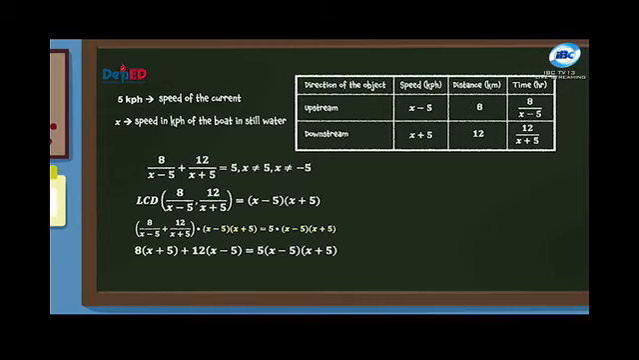The resulting equation is 8 times the binomial x plus 5 plus 12 times the binomial x minus 5 equals 5 multiplied by x minus 5 and x plus 5. This means that 8x plus 40 plus 12x minus 60 equals 5x squared minus 125. Written in standard form, it should look like this: 5x squared minus 20x minus 105 equals 0.